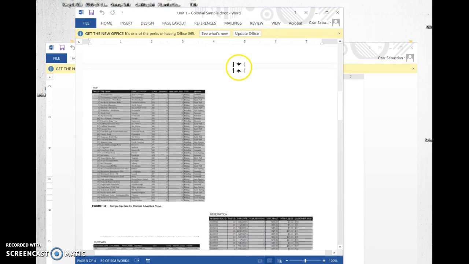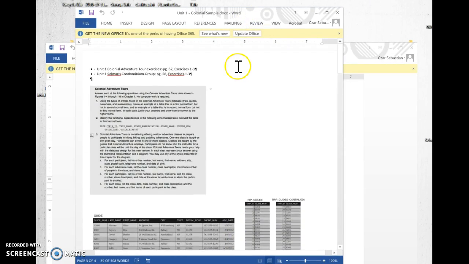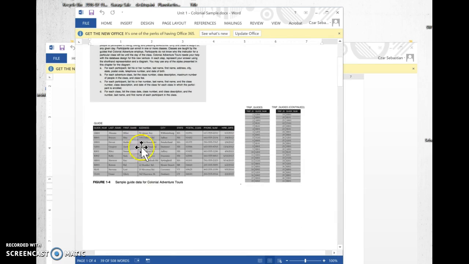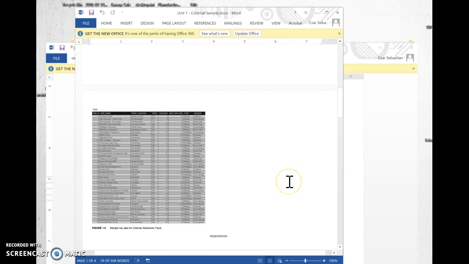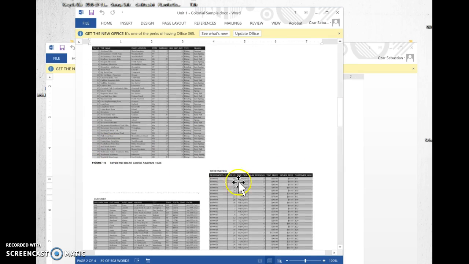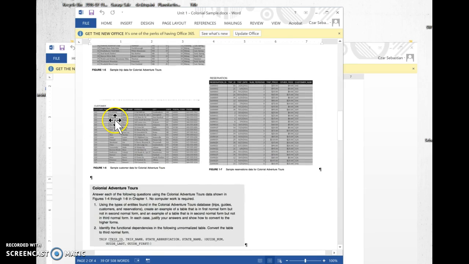Now, I will go ahead and give you a general idea. I've approached the same thing. I've grabbed the Colonial Adventure Tours questions, and I've grabbed all the individual tables, the guide, the trip guides continued, the trip, the reservation, the customer.